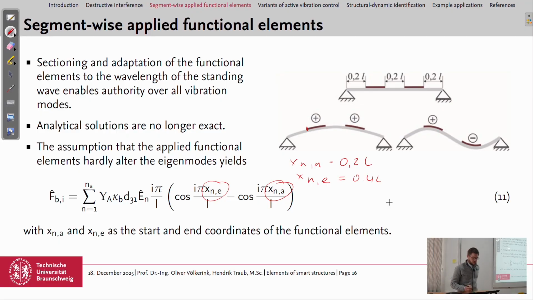And with this, we can have at least authority over the first two eigenmodes. If we look at this, with a, let's say, positive sign of the voltage, we can control this eigenmode, and with a different sign, we can control the second eigenmode. However, the analytical solution is no longer exact, and we neglect the influence of the surface actuators itself on the vibration behavior of the structure.